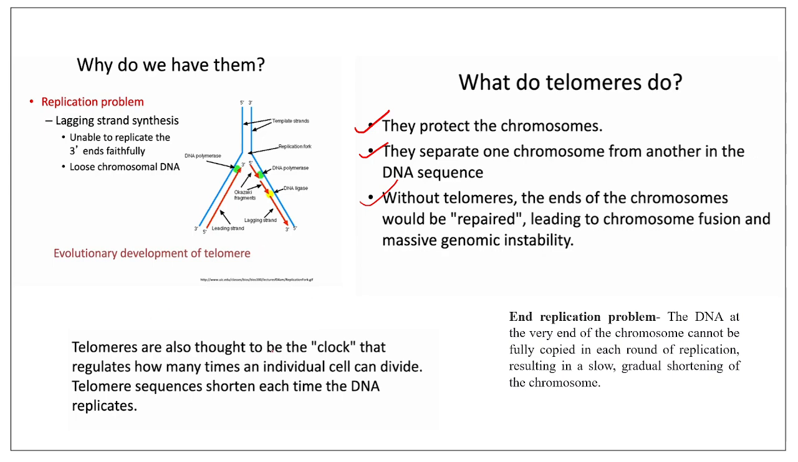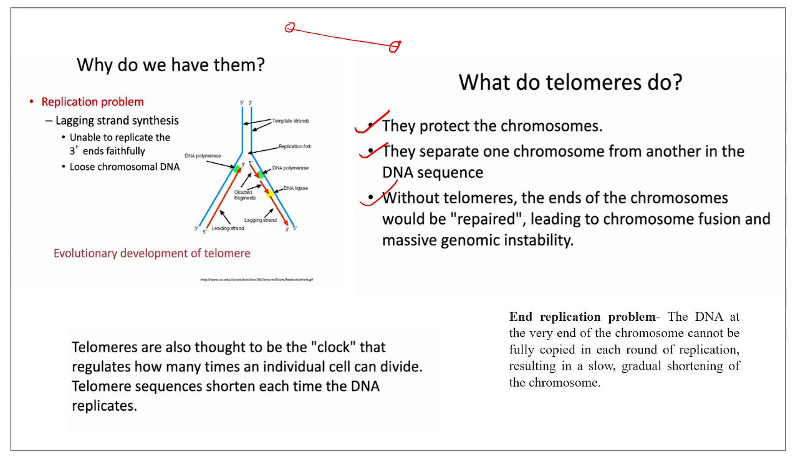Telomeres are also thought to be the clock that regulates how many times an individual can divide. Telomere sequences shorten each time the DNA replicates. So what they are trying to say is that this is your DNA, and at the end you have the chromosome ends, the telomeres. So it is actually the clock that regulates how many times an individual cell can divide. An individual cell can divide only up till the time it has a sustainable amount of telomeres at the end.